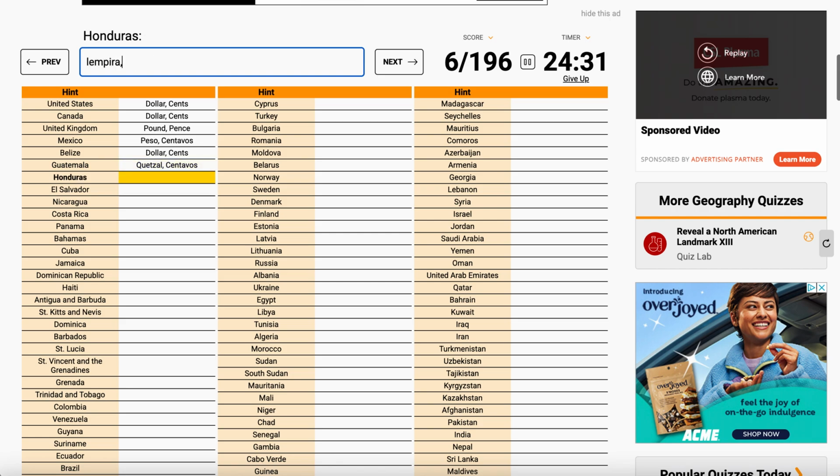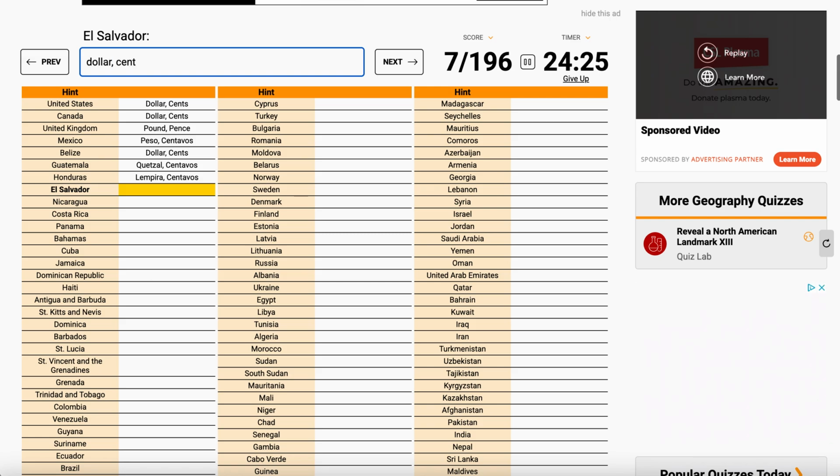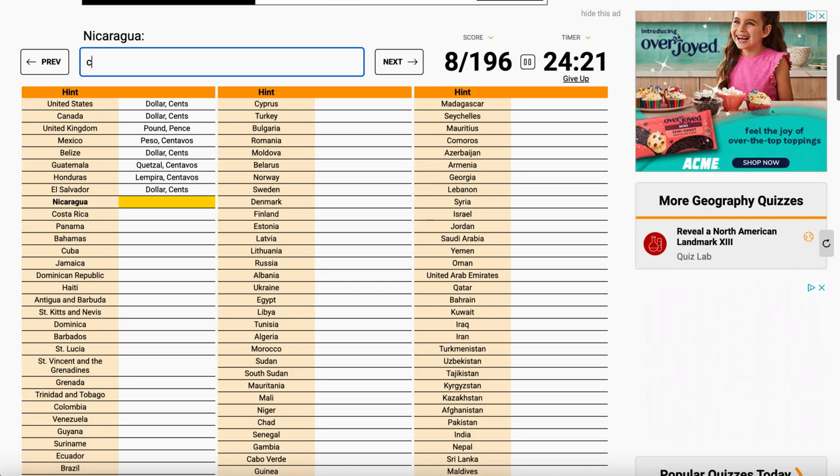Honduras uses the lempira, divided into centavos. El Salvador uses the dollar and cents. Used to use the US dollar, now it uses its own version of the dollar. Nicaragua uses the Cordoba, divided into centavos. Costa Rica uses the colon, divided into centavos. Panama uses the Balboa, divided into centesimos. Bahamas is dollar and cents.